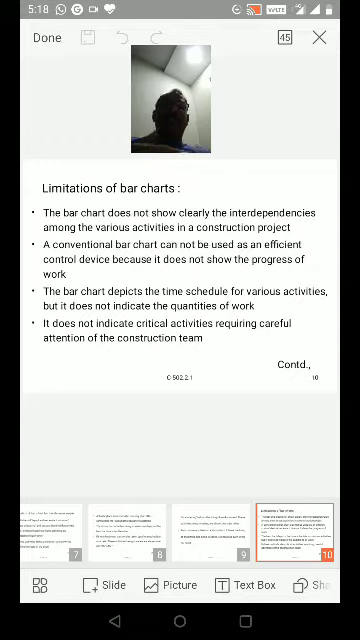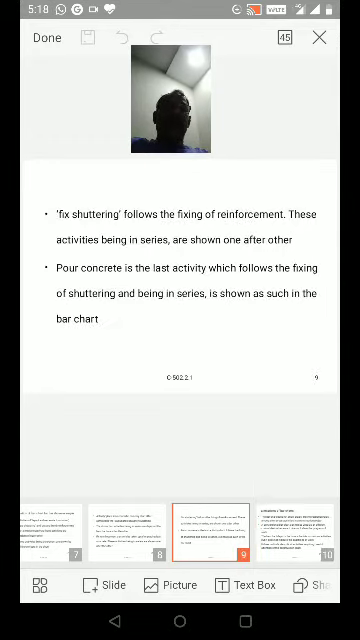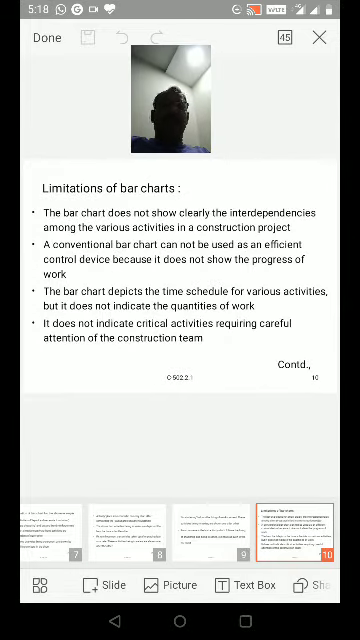Limitations of bar charts. We have already discussed the salient features of bar charts. Now the limitations of bar charts. The bar chart does not show clearly the interdependencies among the various activities in a construction project.